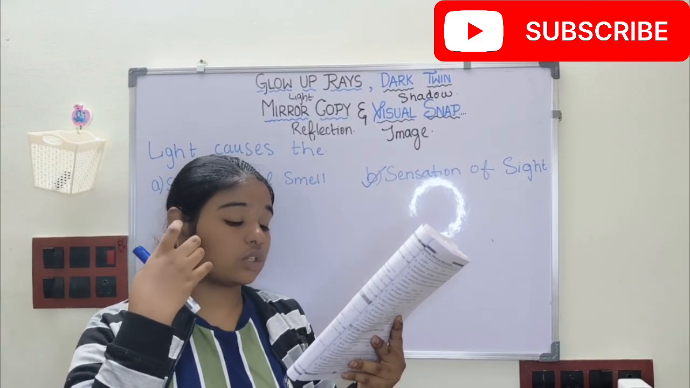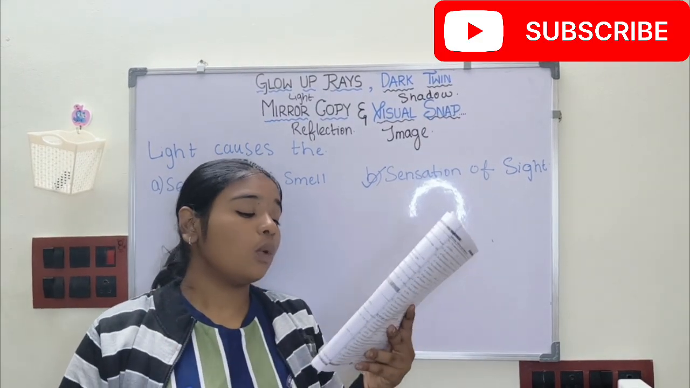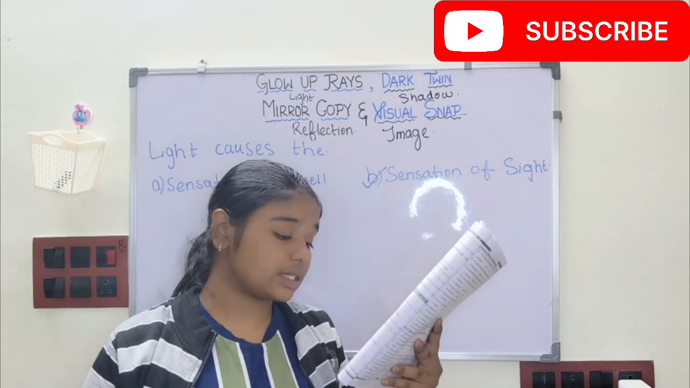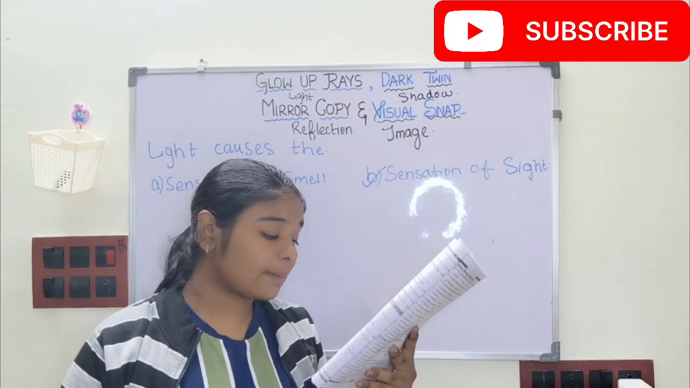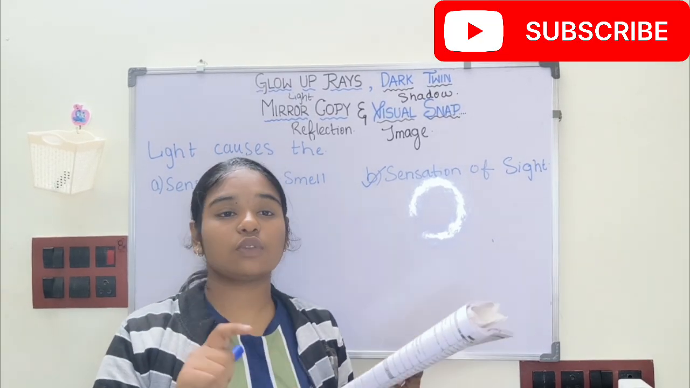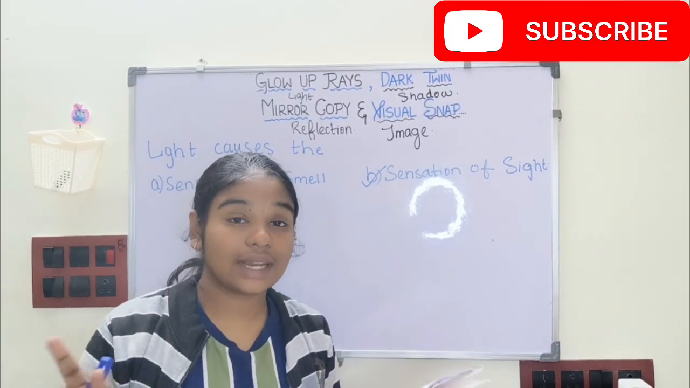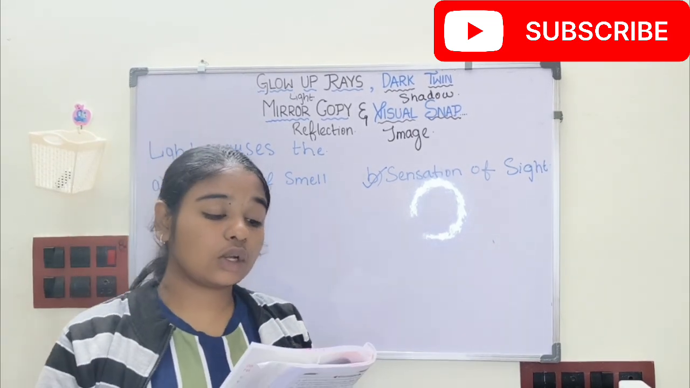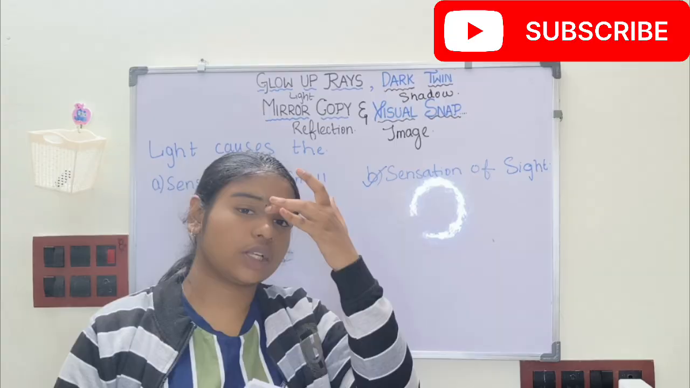So man-made sources of light. They are asking you, what are the man-made sources of light? First one is incandescent lamp, fluorescent lamp and hurricane lamp. I want you to tell me the answer of the sixth question, which we are going to discuss tomorrow in the next video.